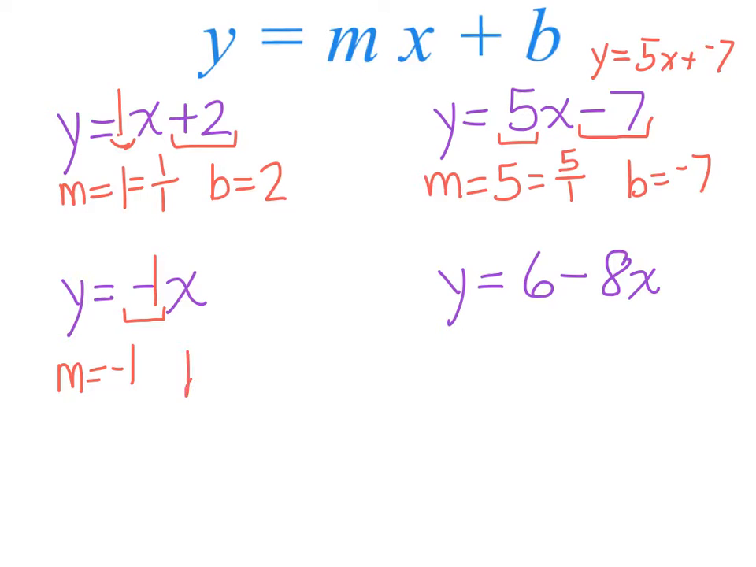The b value, I don't see anything being added, and the only value that we can add and not have to write it would be a 0. I could write it, I usually don't, I just think about what that would be, and b is equal to 0.